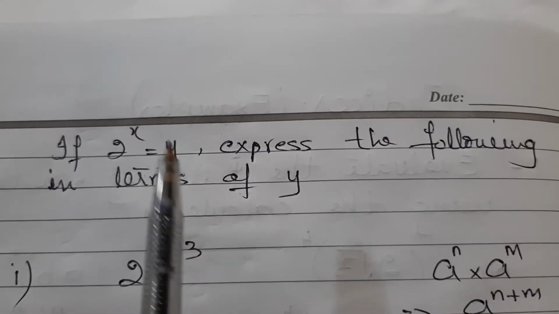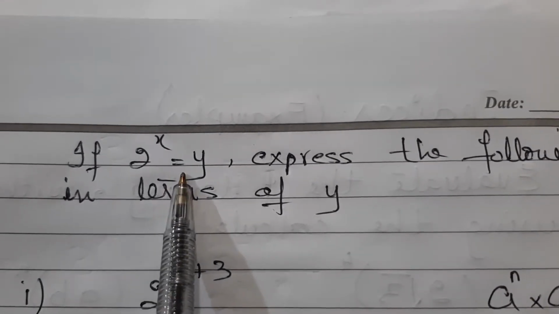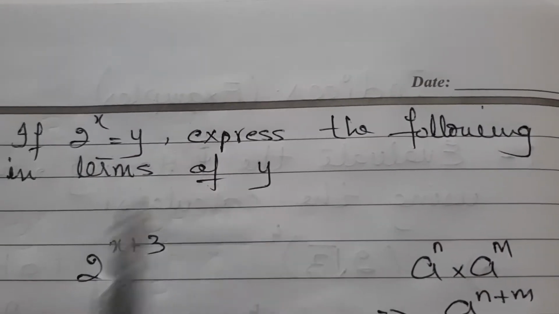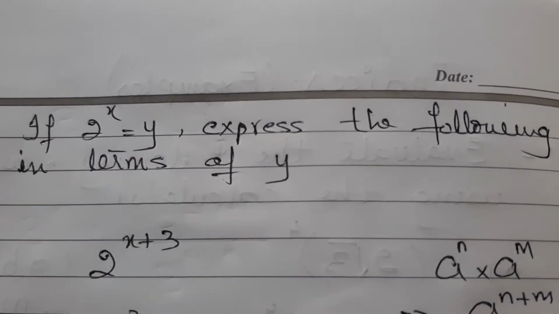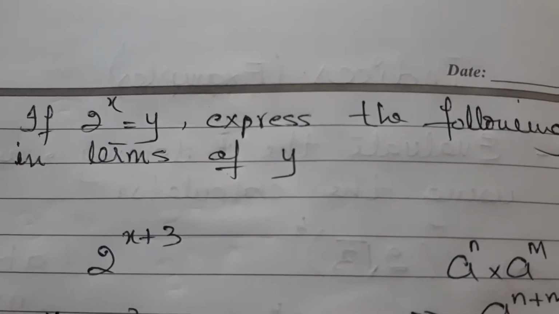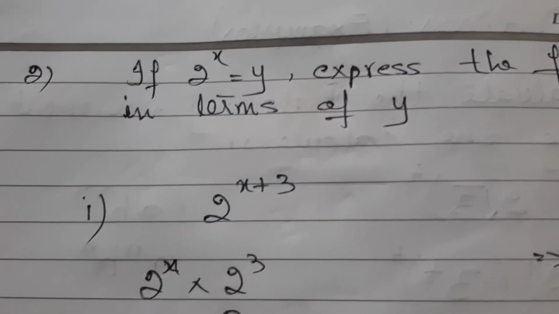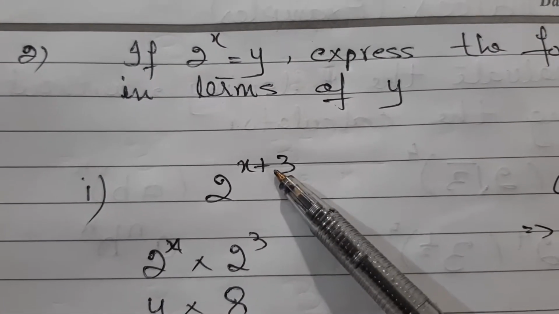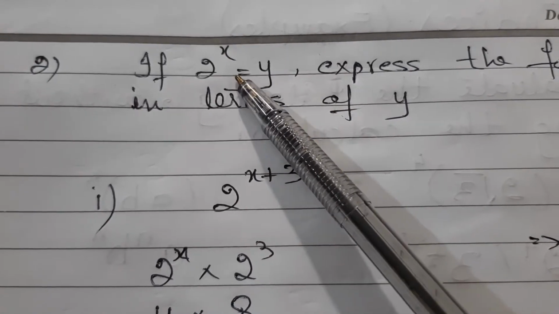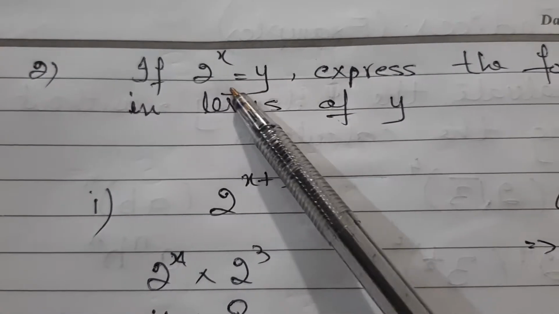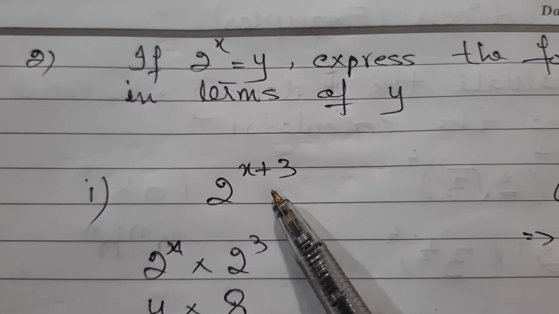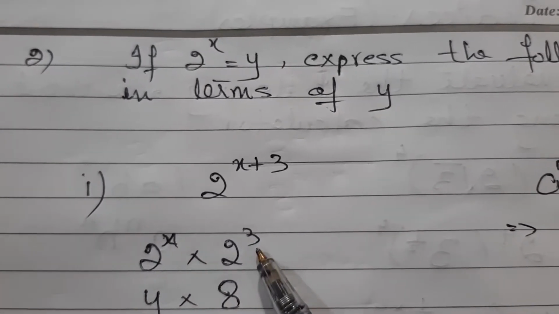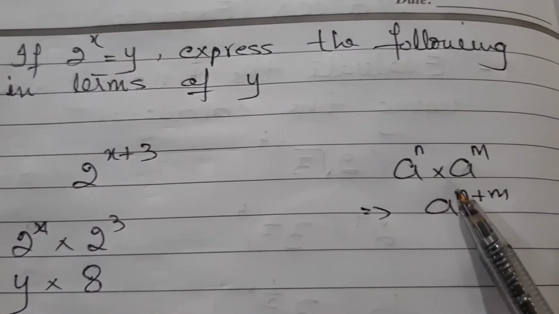Okay, so the next question is saying if 2 power x equals y, then express the following in terms of y. So whatever expression is given to you, you will change it into y. Let's see what is given to us. It is given 2 power x plus 3, and the question is telling you that you can take 2 power x equals y. So I'm going to split it up by applying law of indices. It will be 2 power x multiplied by 2 power 3. I'm applying this rule here.